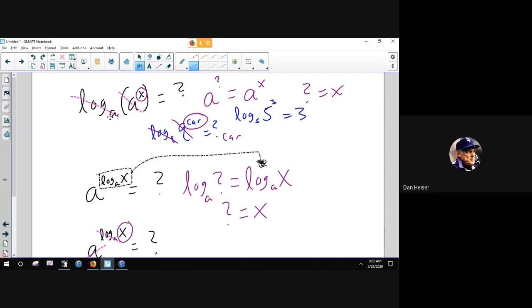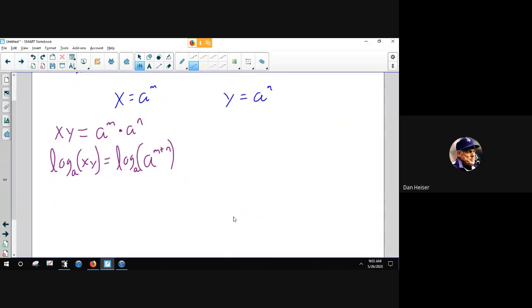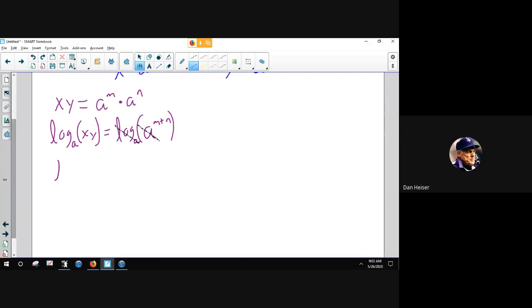And it doesn't have to be A. The point is that it has to be the same. This base and this base are the same. They're going to cancel. So this log base A will cancel this A. And that leaves us with log A xy equals M plus N.